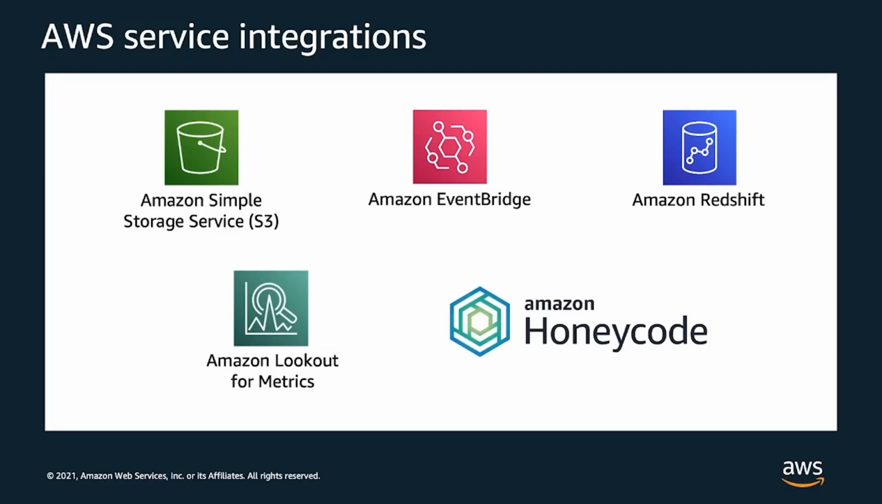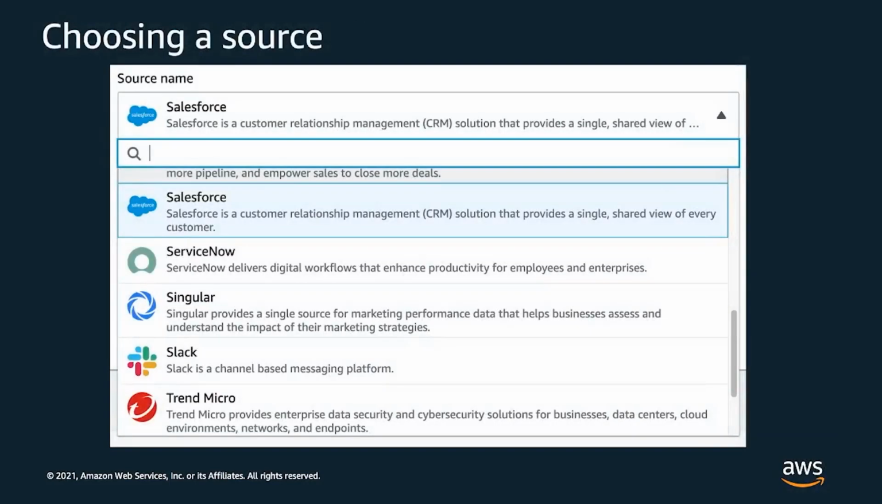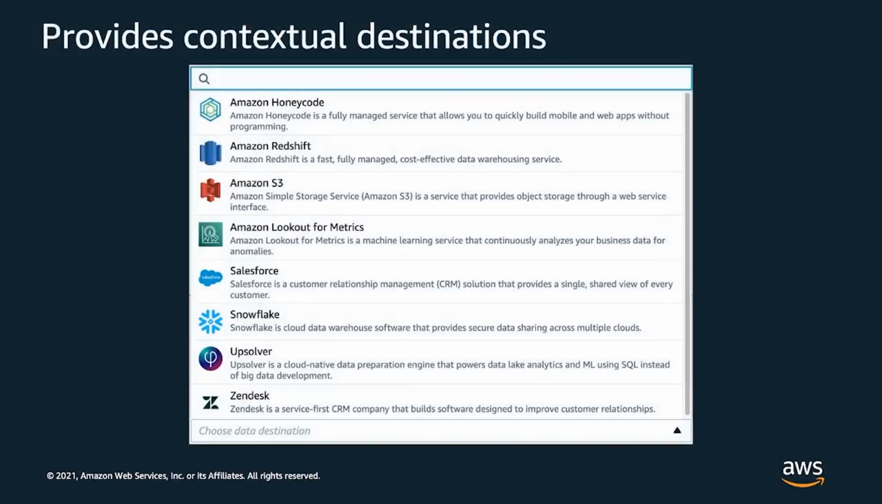Now, how you choose your source and your target is you'll actually choose a source, like in this example, maybe Salesforce or one of the other ones. And then based on that source you select, contextually, you're presented with destinations. So logical places where this type of data can move to. So you have a lot of flexibility there, and it will walk you through how to set those up.